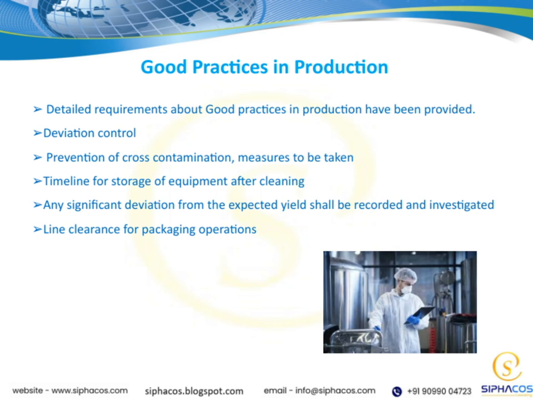If there's any significant deviation from the expected yield, it's vital to record it and conduct an investigation. This helps us understand the root causes and improve our processes. Finally, line clearance prior to packaging operations is a critical step. Ensuring the line is properly cleared prevents contamination or mix-ups, maintaining product quality and safety. All these practices are interconnected and serve the overall goal of maintaining high standards in our production environment.